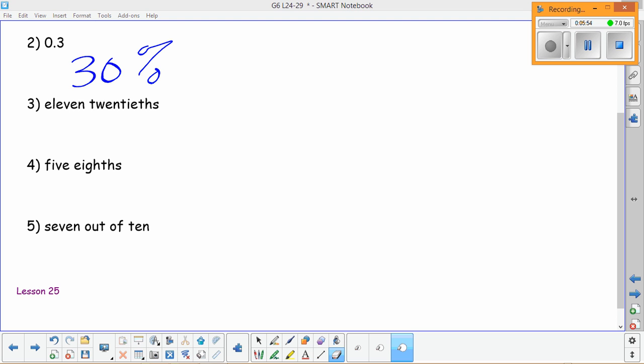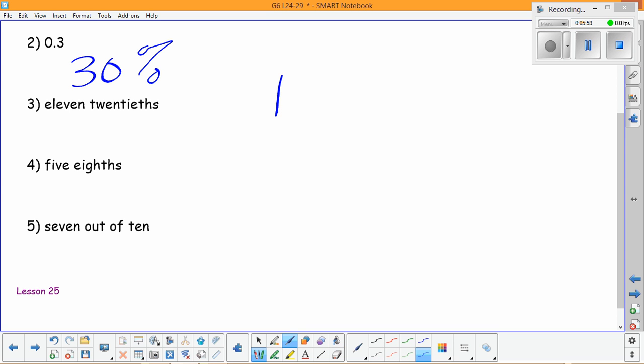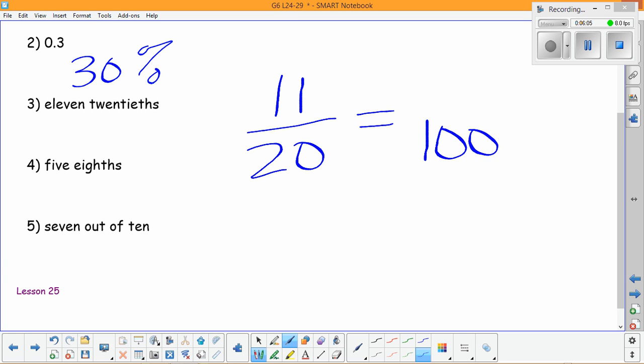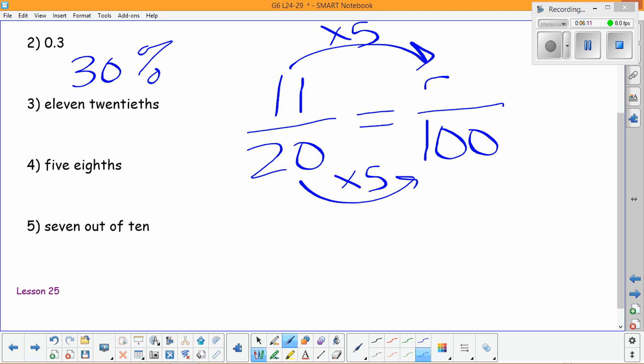Okay, for 11/20ths, again, denominator is 20. We want to make the denominator 100. I would multiply by 5, just like I did in the previous example. Multiply by 5, and I will get 55 out of 100, which is 55%.